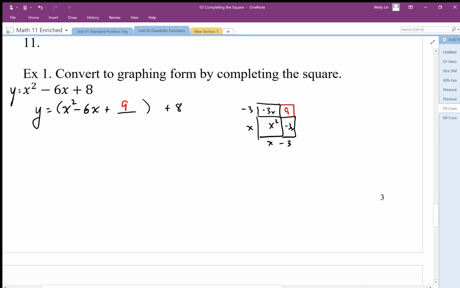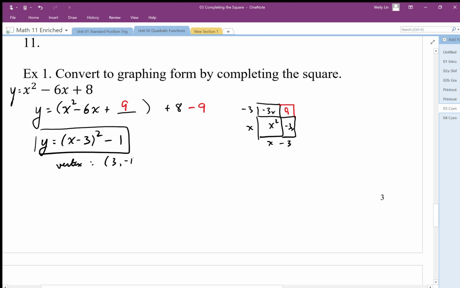Now, I'm not balanced at this point, so I have to balance this quadratic off. I have to balance that with a minus 9. I've added one plus 9, so I have to balance it with one minus 9. Now that it's balanced, I'm all okay. I'm going to write it in its completed square form. It's going to be x minus 3 squared, and then minus 1 when I combine those like terms. There's my graphing form. I can now identify the vertex. The vertex is going to be at 3, negative 1.